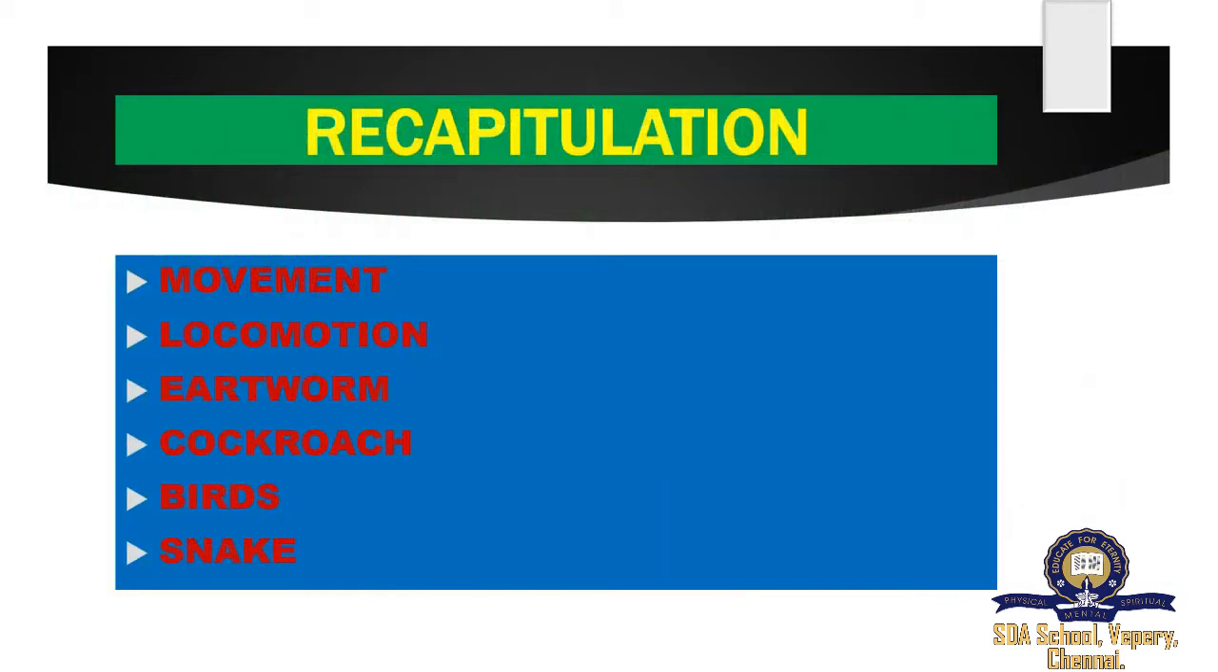In our last class, we studied movement and locomotion, the difference between movement and locomotion, and then the earthworm's movement and its body structure, and then cockroach movement, birds, and then snakes. We studied how the different body parts of these animals move and how locomotion takes place in their bodies in the previous video. Now we are going to see the remaining animals as well as humans, and how movements take place in the different body structures of animals.